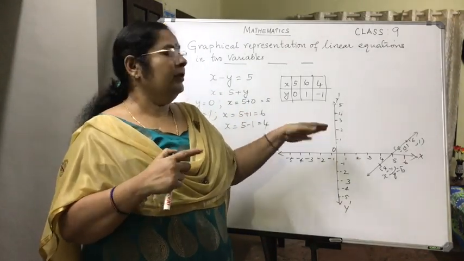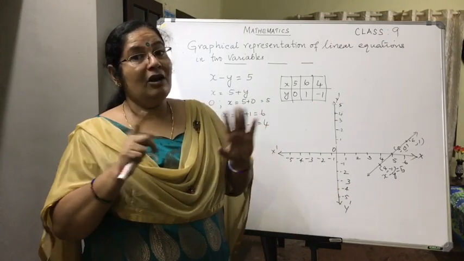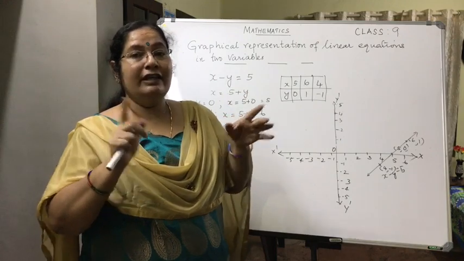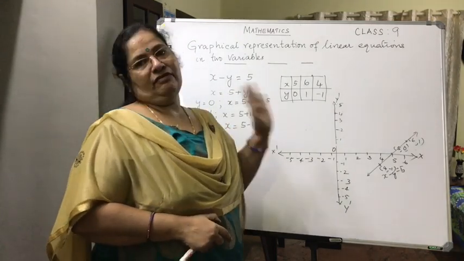See, suppose you plot the points in a different way, you will be getting a graph which is not at all a straight line. Then you have somewhere gone wrong. That is not the graph. So the graph of a linear equation is always a straight line.